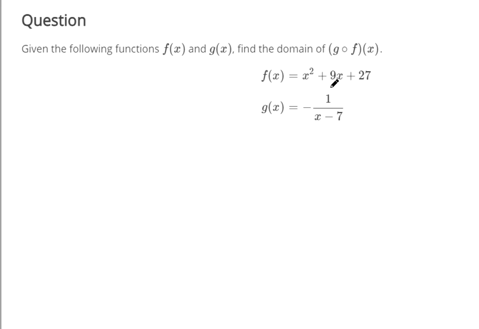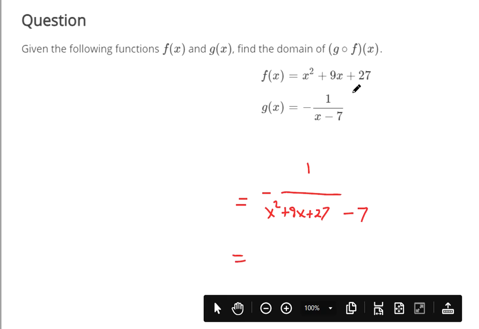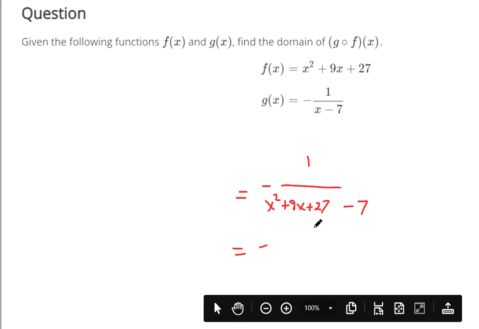So this one says g is composed of f. That means I'm putting f into the function g right down here. So that's going to be, this notation is a negative sign 1 over. Now instead of x, I put x squared plus 9x plus 27, and minus that 7 to end off the g function. So I plugged f into function g. So that's x squared plus 9x plus 20.